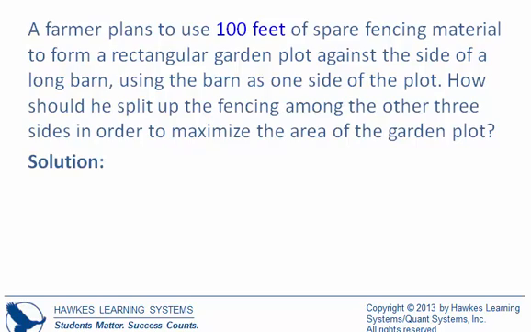Okay, so let's go ahead and as we're reading this, sort of draw a picture. We've got this rectangular garden plot. And he's going to fence it, but he only has to fence 3 sides. Because this side is the barn. How should he split up the fencing among the other 3 sides in order to maximize the area of the garden plot?